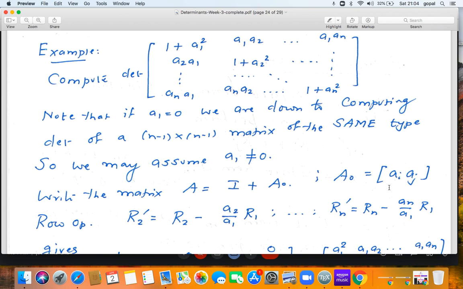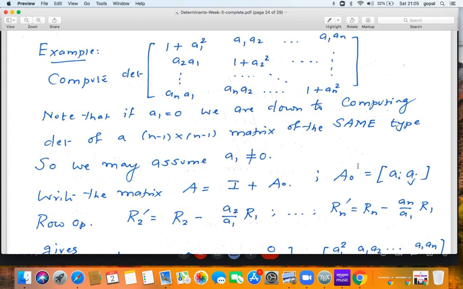And so, because the matrix A naught has rank 1, it is very natural to perform row operations. R2 prime equals R2 minus a2 by a1 R1. R3 prime equals R3 minus a3 by a1 R1, etc. Rn prime equals Rn minus an by a1 R1. In other words, from the jth row, subtract off aj by a1 times the first row.